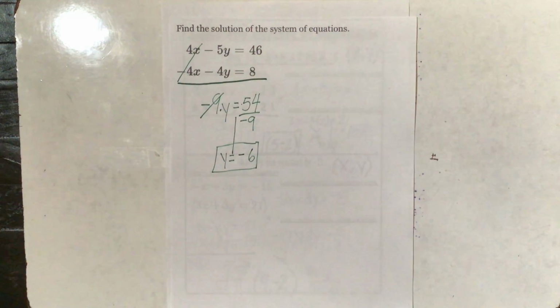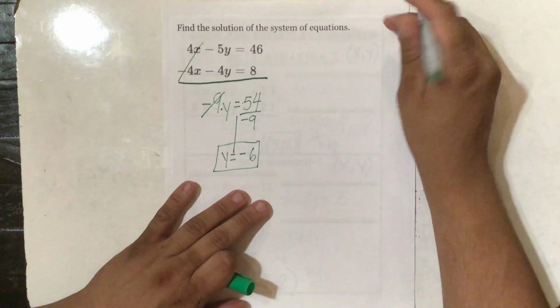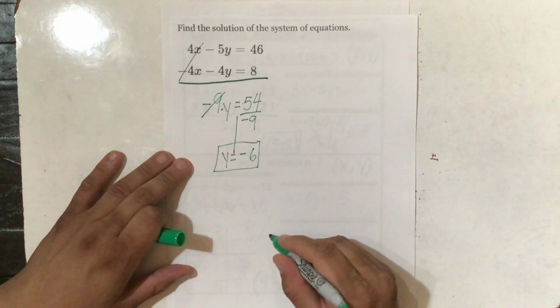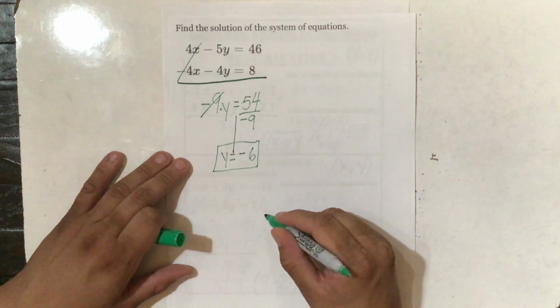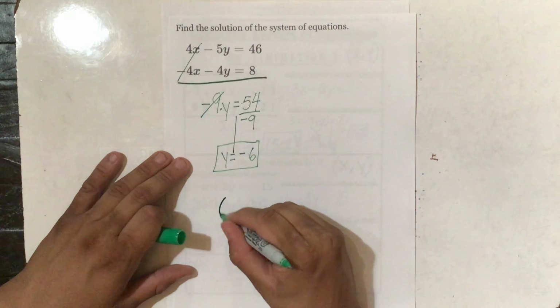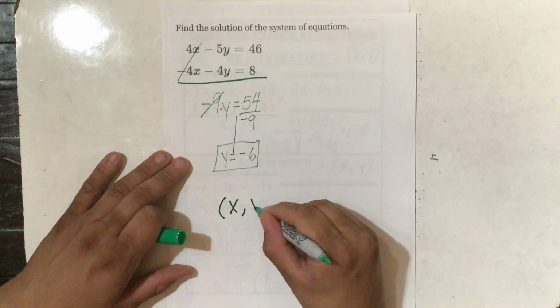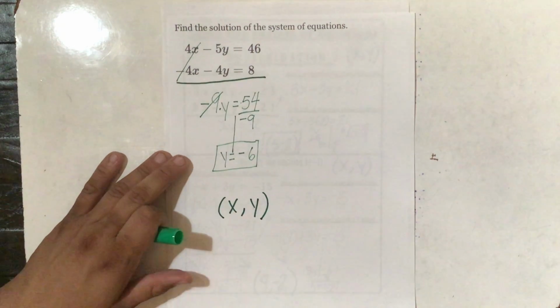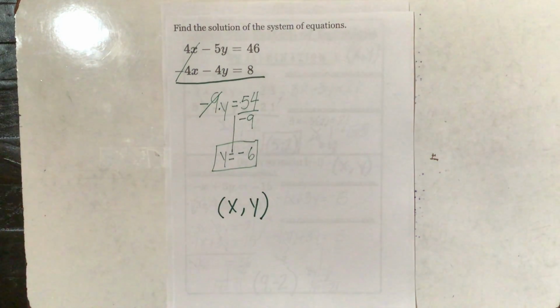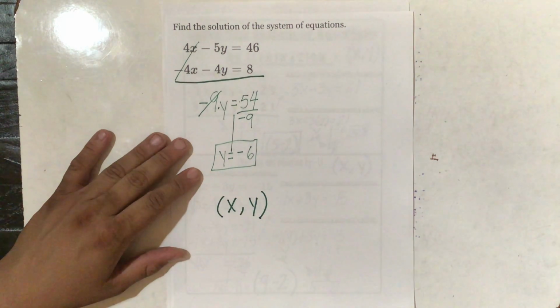Remember, my answer's got to be written over here, down here. My answer's got to be in x, comma, y form. So I have my y already. Perfect. Now I'm going to find my x.